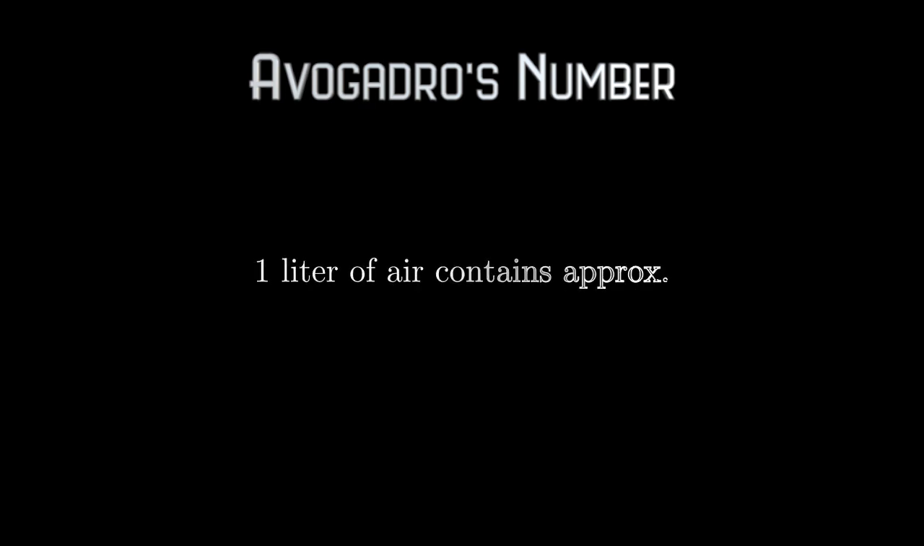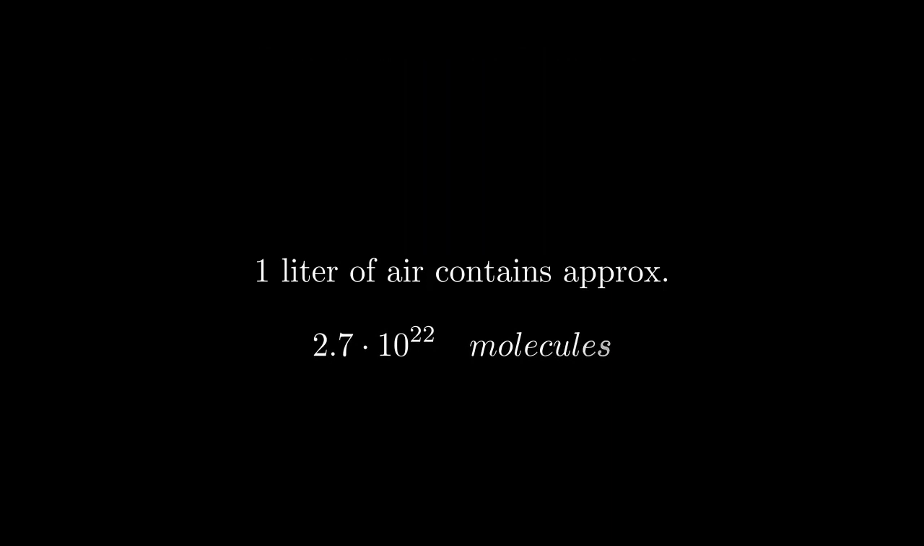The second part is easier. An average human fits 6 liters of air inside his lungs, so we can assume that Caesar exhaled 1 liter of air. But what is the number of molecules? We of course need to use Avogadro's number. 1 liter of air contains approximately 2.7 times 10 to the 22 molecules.